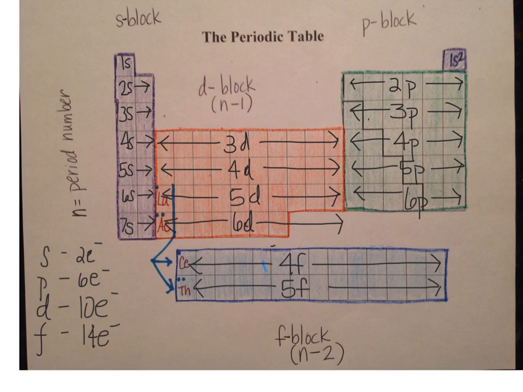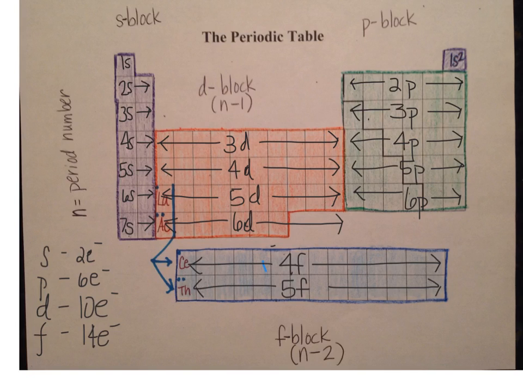All right, on this slide, you've noticed that down in the bottom corner, I've listed what each one of those orbitals will hold: the S holds 2 electrons, the P holds 6, the D holds 10, and the F holds 14. And if you'll notice on the periodic table, each one of those blocks has exactly that many columns for how many electrons they will hold.